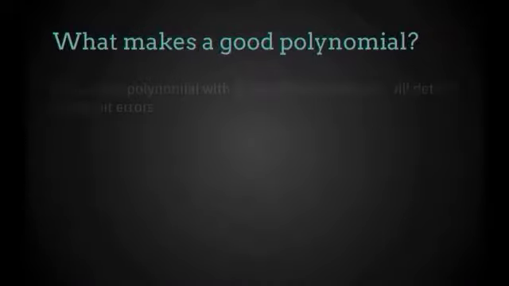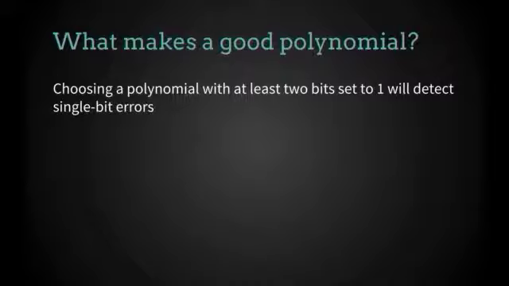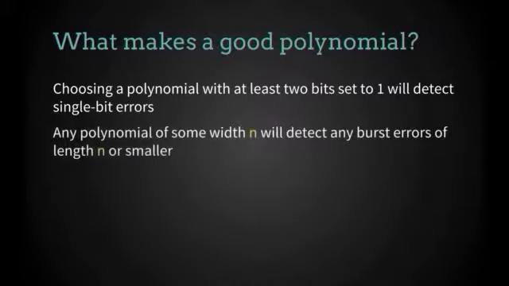And just as a couple of examples to expand on those, to detect single bit errors, just choosing a polynomial with at least 2 bits set to 1 will guarantee that. And when it comes to burst errors, any polynomial of a width n can detect any burst errors of that length or smaller. And though it's not included on the slides, a polynomial of width n has, I want to say, about a 99.8% probability of detecting a burst error larger than that width as well.